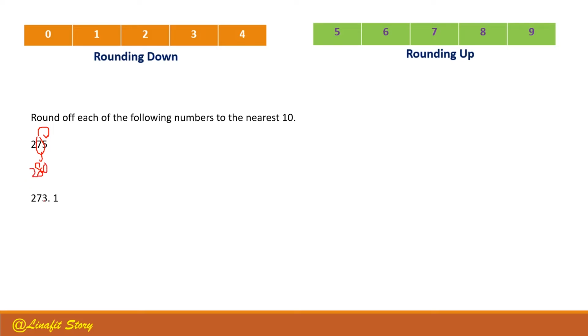How about in 273.1? 7 is in the 10th place. The next digit on its right is 3. 3 is less than 5. So we round down. And the digit in the 10th place remains the same. And over here, don't forget, omit all the digits after the decimal point. So the answer is 270.